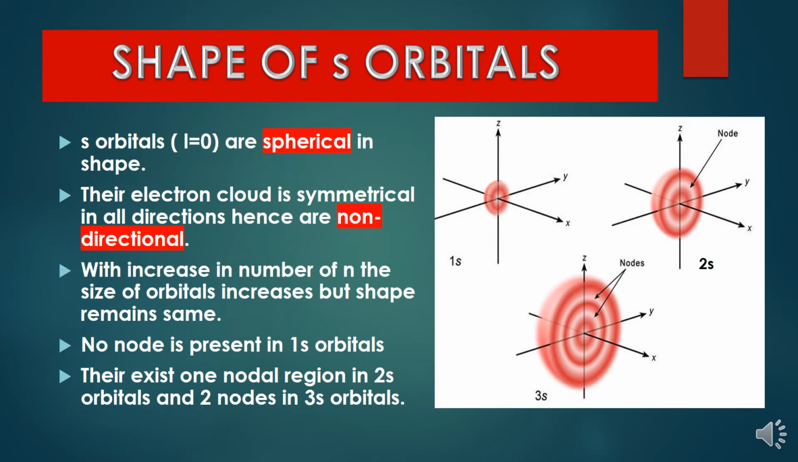And with an increase in the number n, the size of orbitals increases. For example, 1s is smaller, then 2s is larger than 1s, and 3s is larger than 2s as well. And as we have already discussed, no node is present in 1s, but one radial node is present in 2s and two radial nodes are present in 3s. Because of the symmetrical distribution around the nucleus due to spherical structure, there is no angular node present in s orbitals.